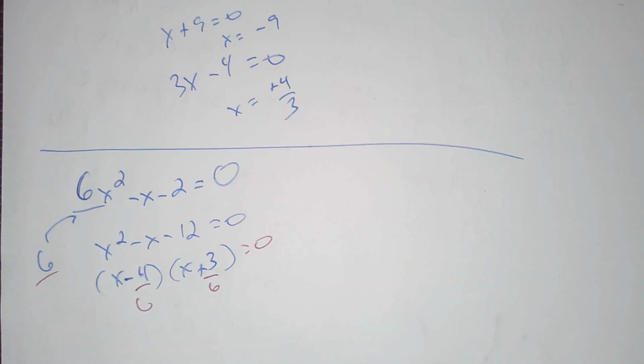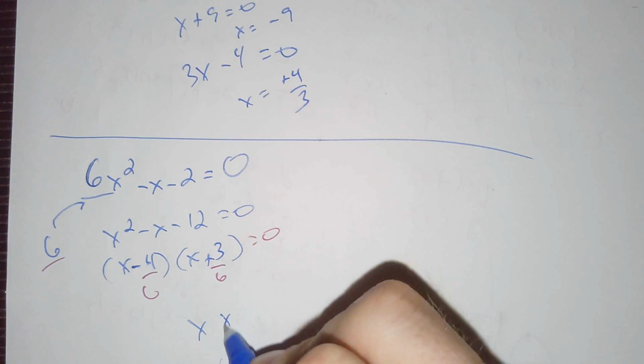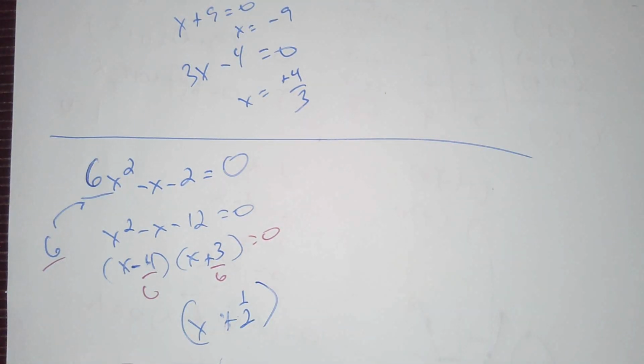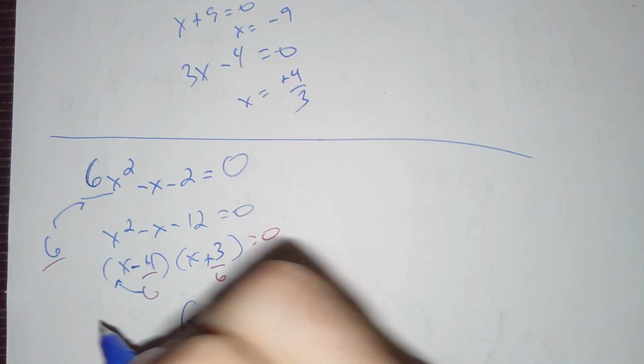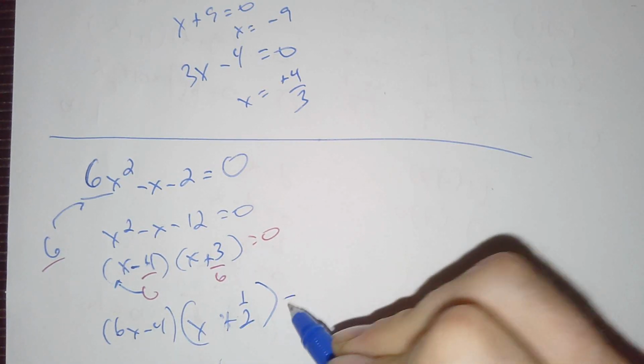And here I have a situation where I do not have a whole number as a result. Okay, if that's the case, pick one to make into a fraction. Okay, I'm going to make 3/6 into a fraction because I like halves, right? Because 3 divided by 6 is a half. So x plus a half, right? And then I'm going to move this to the coefficient of x. It becomes 6x minus 4, and that equals 0.